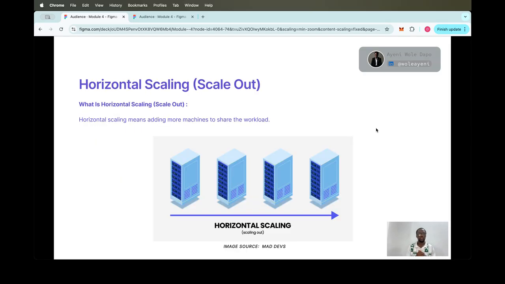Secondly, in this session, we'll be looking at horizontal scaling. What does this mean? Horizontal scaling means adding more machines to share the workload. Let's bring this home. You remember the example of the staff and the boss we had explained. Instead of them getting a bigger boss, the company decided to get additional bosses. That's literally what horizontal scaling means. Now let's look at the advantage and the disadvantage of horizontal scaling.